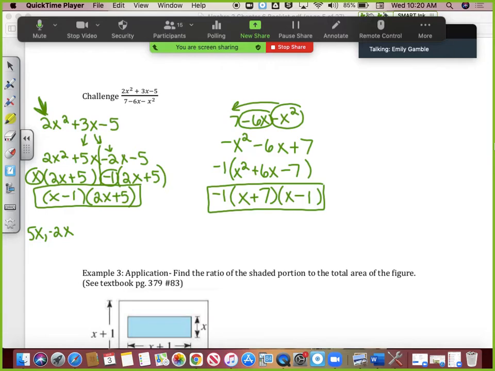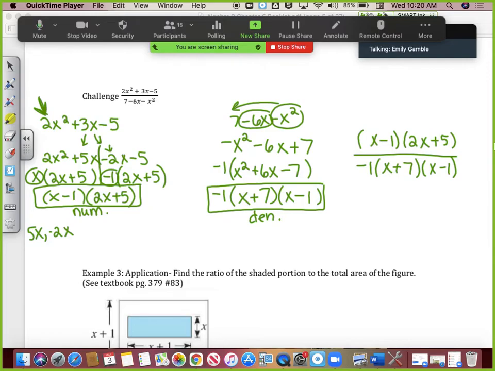Now taking my numerator and putting it back in its spot, and the denominator and putting it back in its spot in factored form, this expression is x minus 1 times 2x plus 5 all over -1 times x plus 7 times x minus 1.